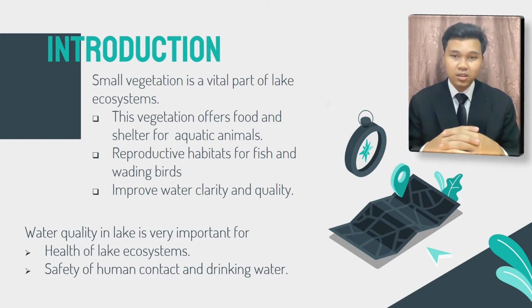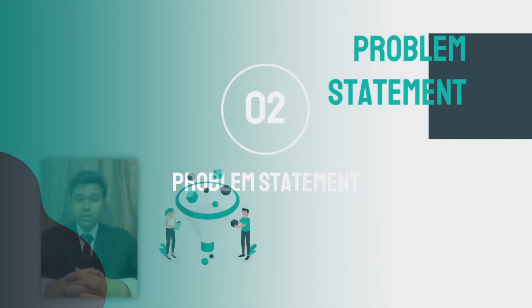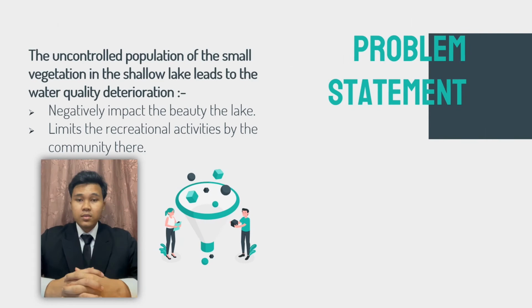Water quality in lake is very important for health of lake ecosystem and also for the safety of human contact and drinking water. Next section is about the problem statement in this project. The uncontrolled population of the small vegetation in the shallow lake leads to the water quality deterioration. It will give negative impact to the beauty of the surrounding of the lake and limit the recreational activities by the community there.